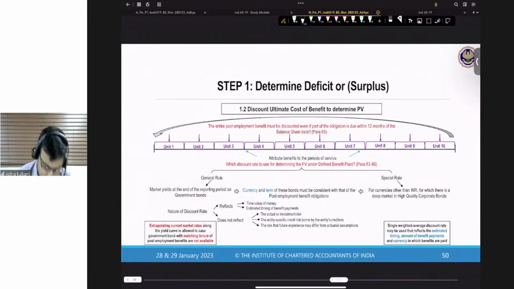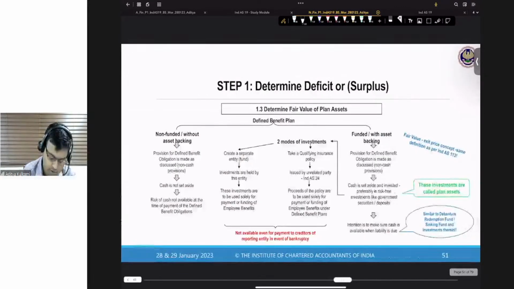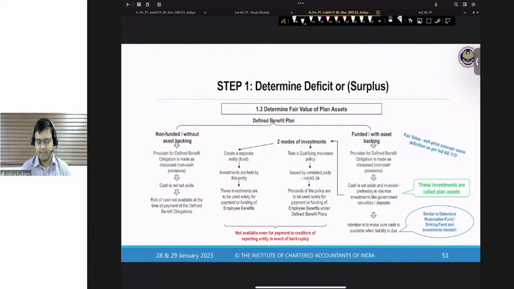Coming to the ultimate cost of benefit, we have discussed this. You do discounting, which discount rate you use, for special cases what rate to use. The nature of discount rate reflects time value of money, does not reflect actuarial risk, etc. So all these things are theory. You can refer to it. It's what we have already discussed.